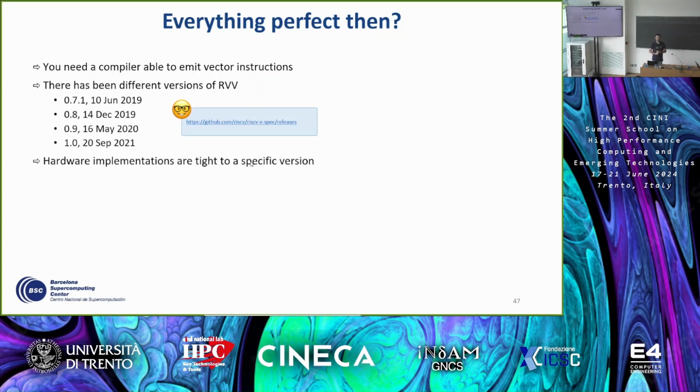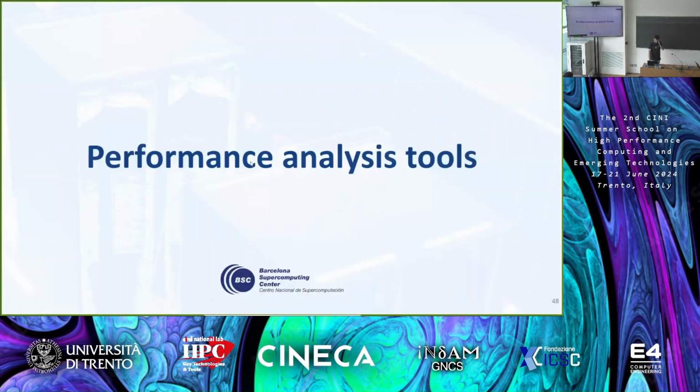I could give you an account on 0.71 today, and you could log in with SSH without any problem. I could not give you an account on 1.0 today, just for you to understand the level. So everything is definitely not perfect, as you can see. There is still a lot of work to do. Performance analysis tools, do you have questions on the RISC-V vector part? Otherwise, yes, please.